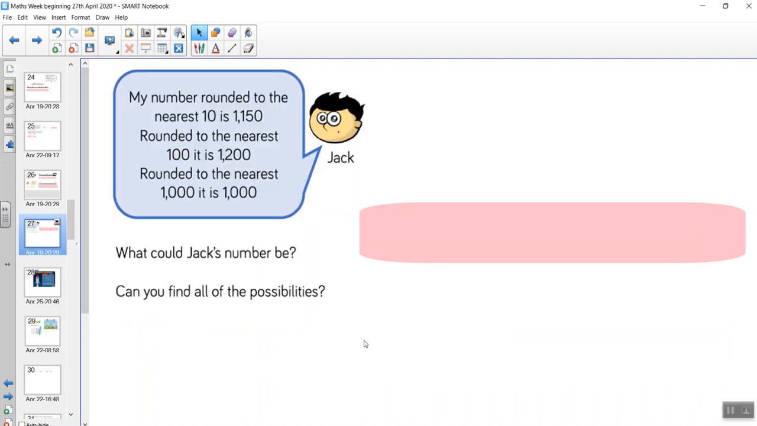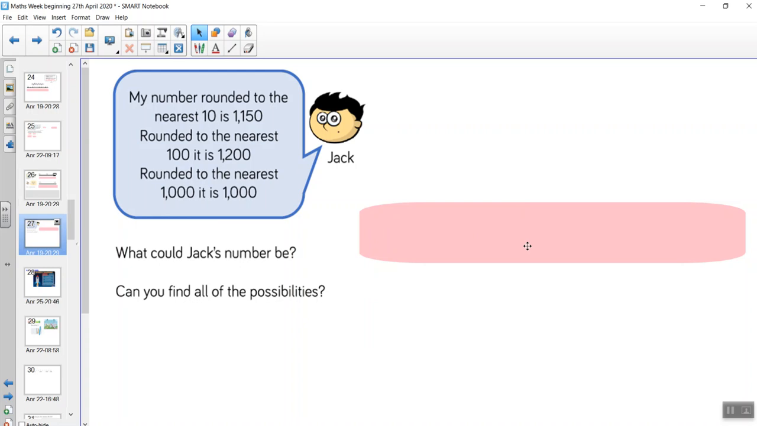One more reasoning question for you today, children. My number rounded to the nearest 10 is 1,150. Rounded to the nearest 100, it is 1,200. And rounded to the nearest 1,000, it is 1,000. What could Jack's number be? And can you find all the possibilities? Pause the video and have a go.